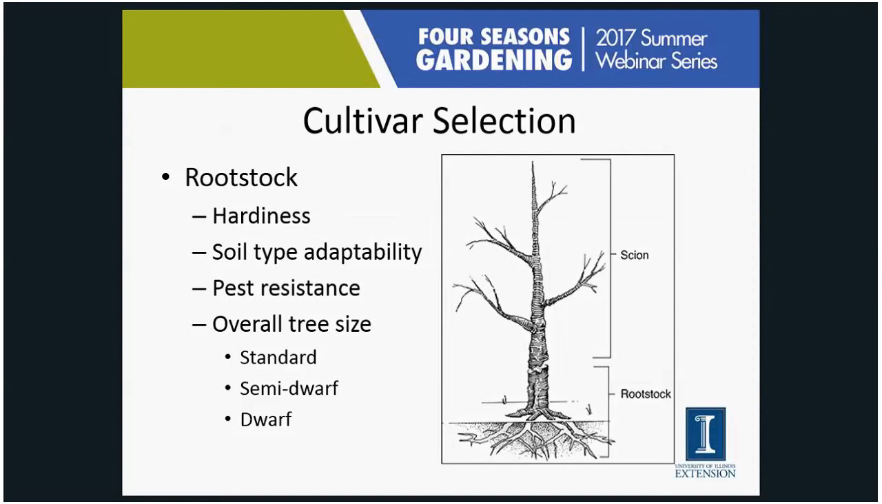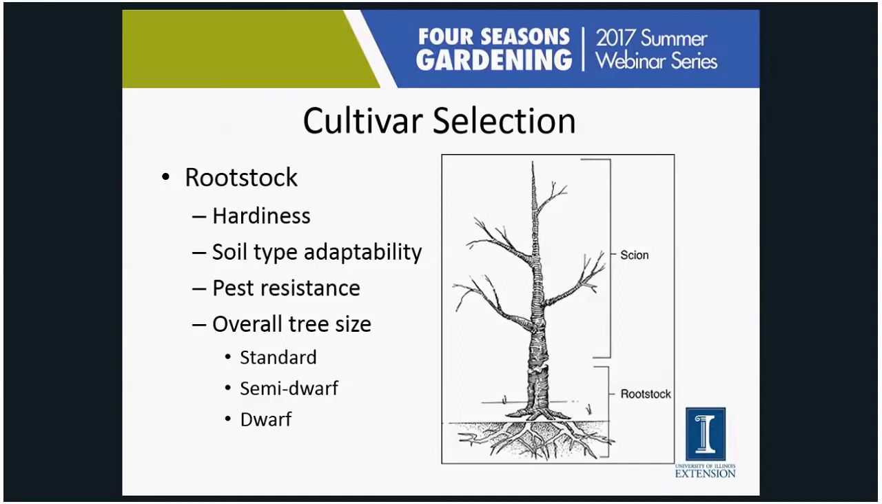So with cultivar selection, we also have our rootstock. And so when we refer to rootstock, we're talking about the lower portion of the tree, below the graft union. The top portion of the tree is called the scion, and it's your selected cultivar that you're desiring to have the fruit from. We have hardiness, which can play a factor in this. Soil type adaptability. Some rootstocks are more successful in different types of soils. They do offer some pest resistance and disease resistance for some of these kinds of rootstocks, but the overall tree size is what's dependent upon the rootstock.